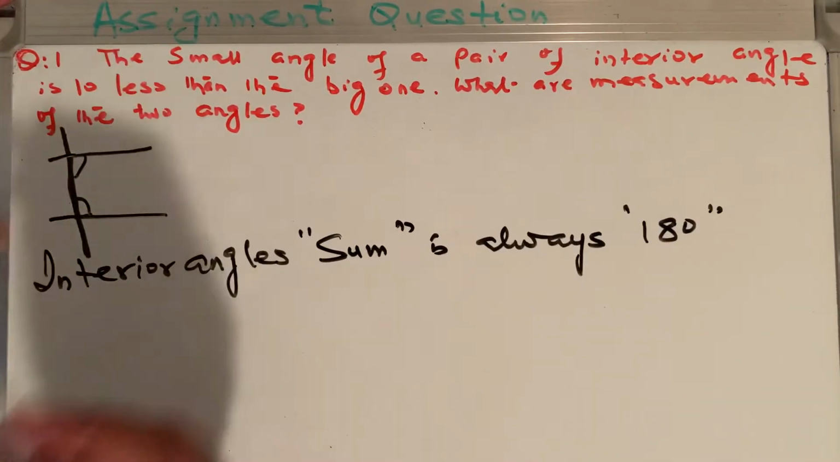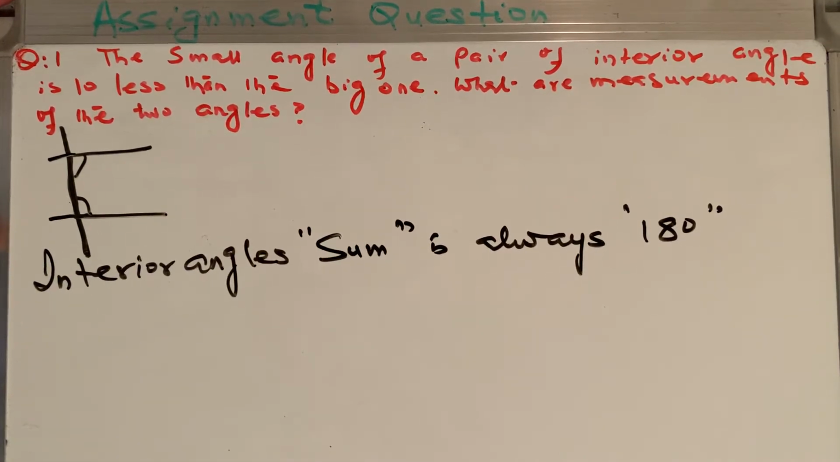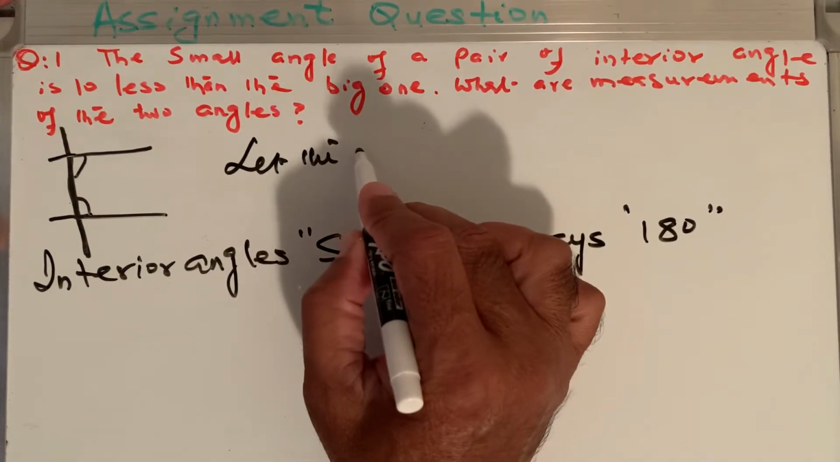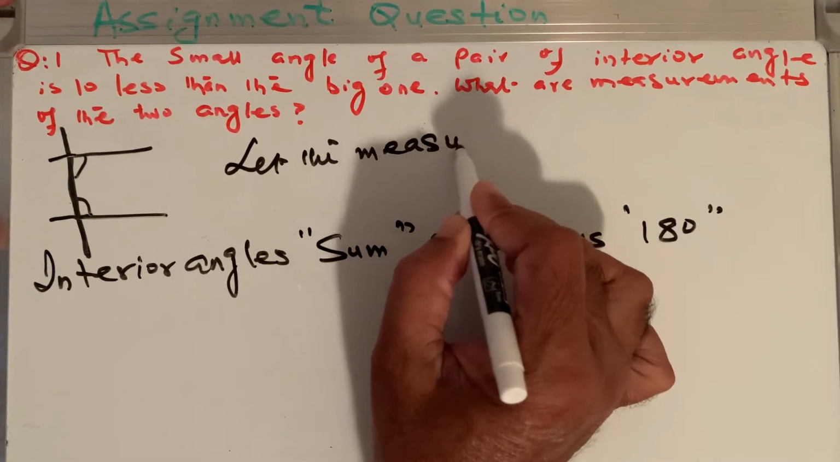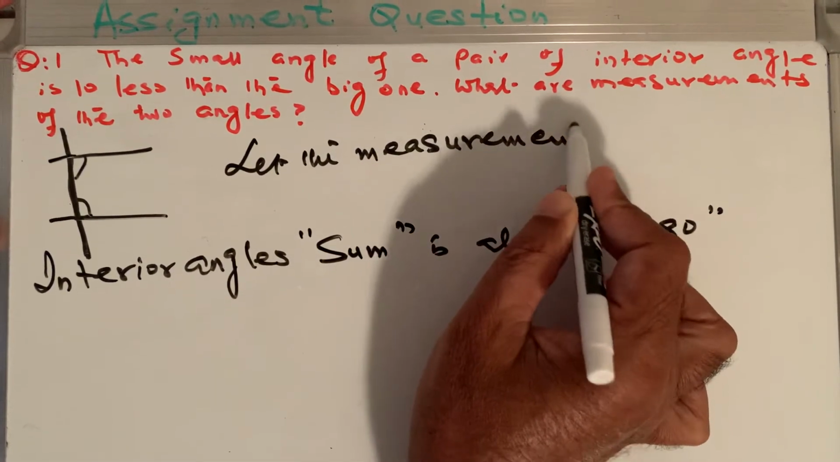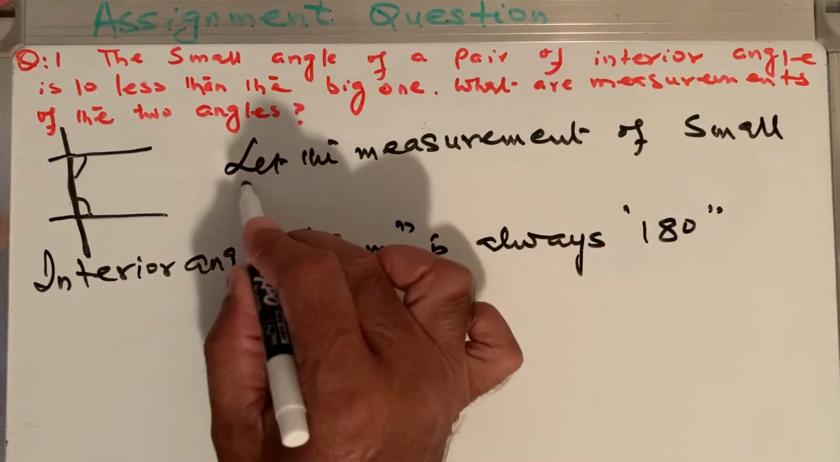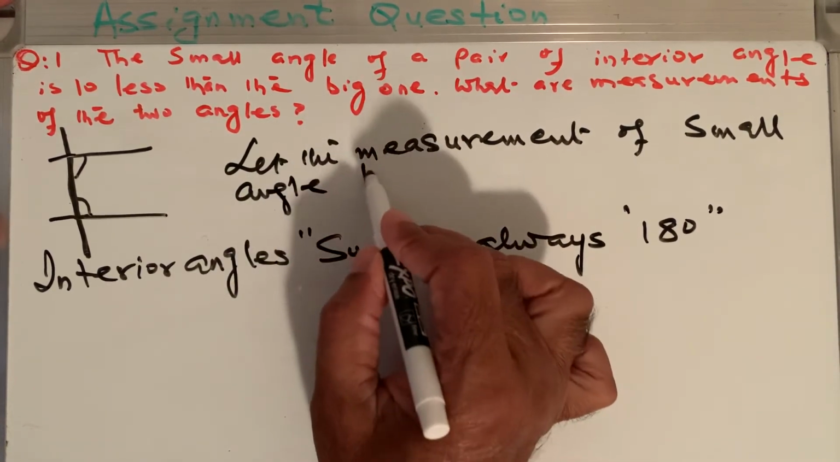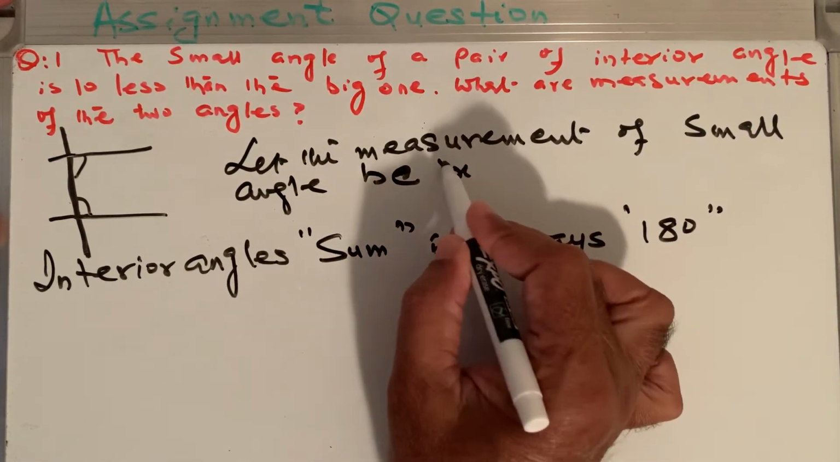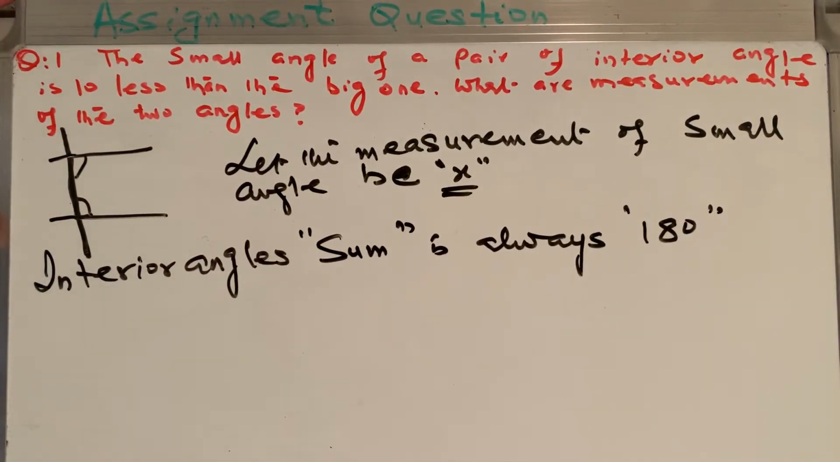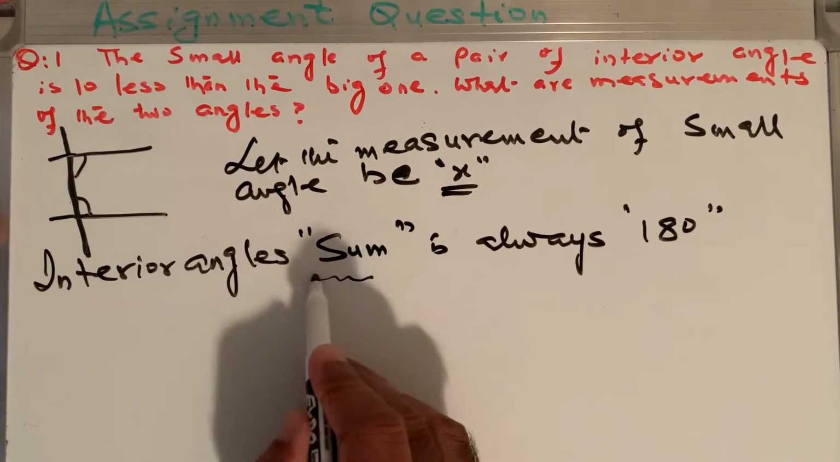So that means whatever the angles are, we suppose that the measurement of the small angle is X. Because we have the relationship, the bigger angle will be X plus 10. And what is the interior angle sum? Interior angle sum is 180.